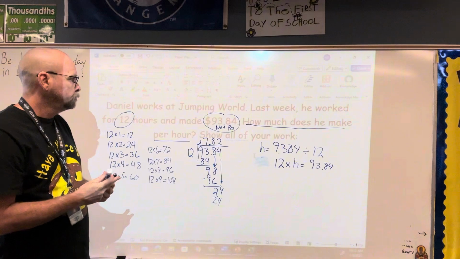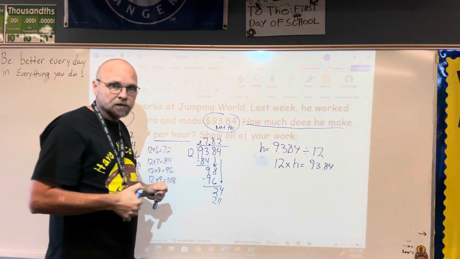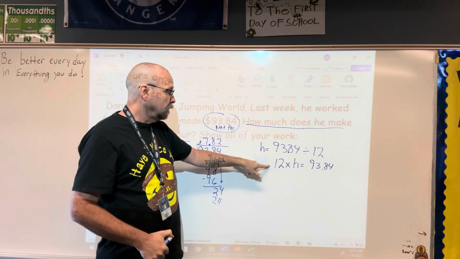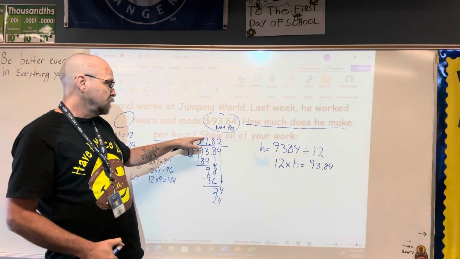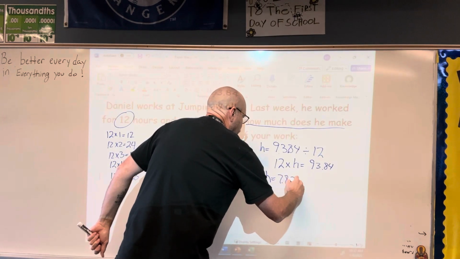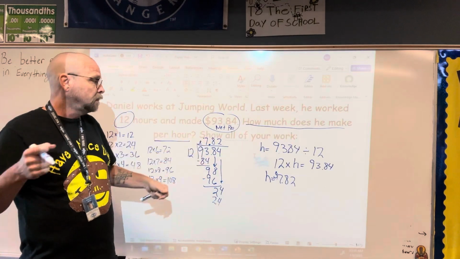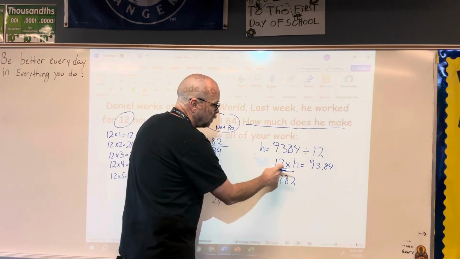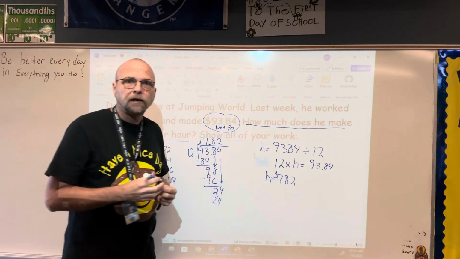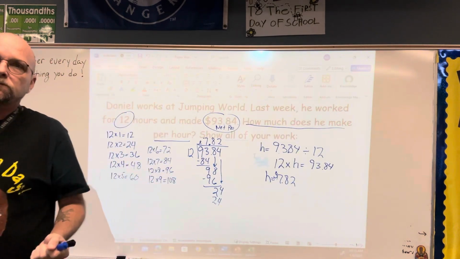Now I want to check it. If I'm going to check it, I can multiply, because multiplication is the inverse operation. If I think H, the number of hours, equals $7.82, that is my answer based on the math I did. To check it, I would multiply 12 times $7.82 and see if it equaled $93.84. Follow the steps, and it's not that difficult.